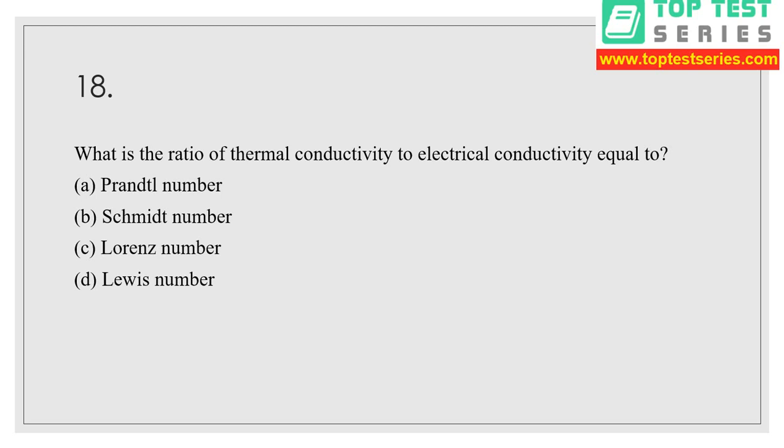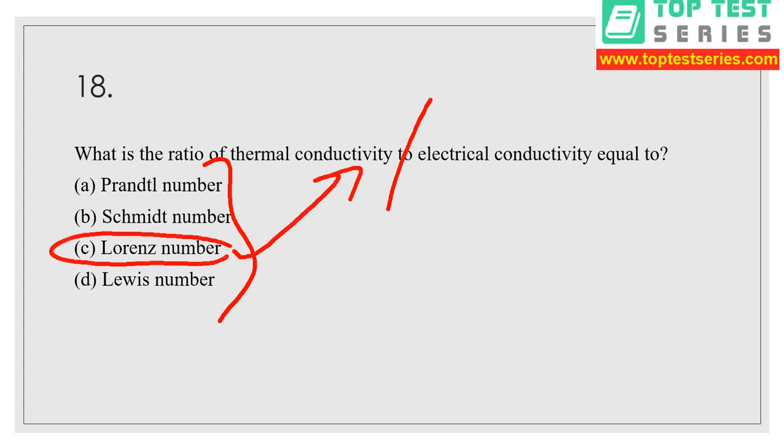Amazing question again coming. What is the ratio of thermal conductivity to thermal resistance? Right. So there, my dear, I will tell you an interesting relation over here. You will be amazed to know that. So my dear, that is what Lorentz number. Lorentz number is equal to what? Thermal conductivity by electrical conductivity.